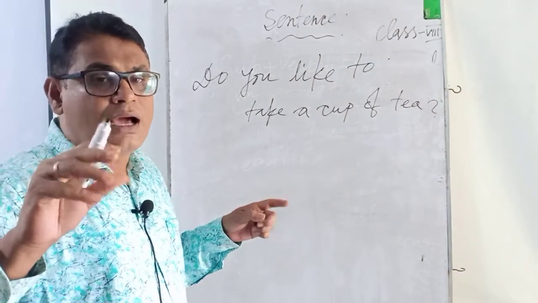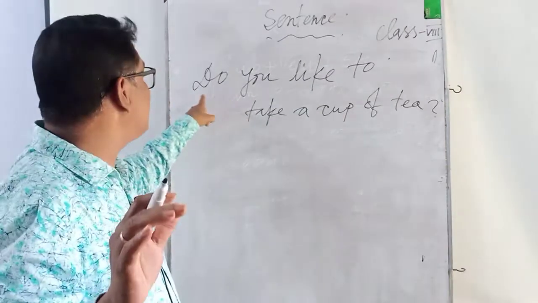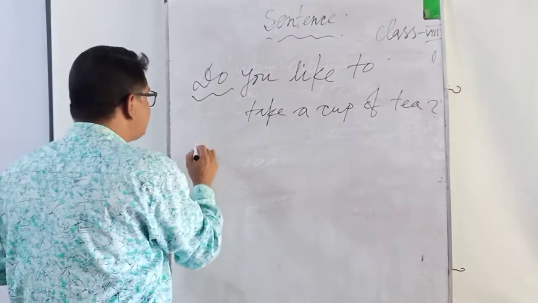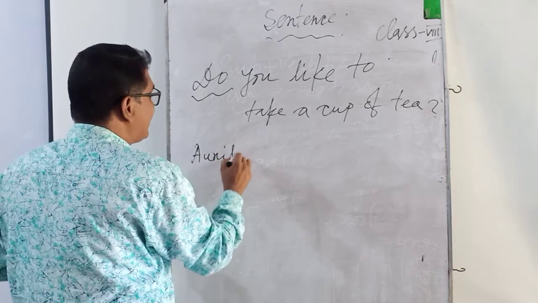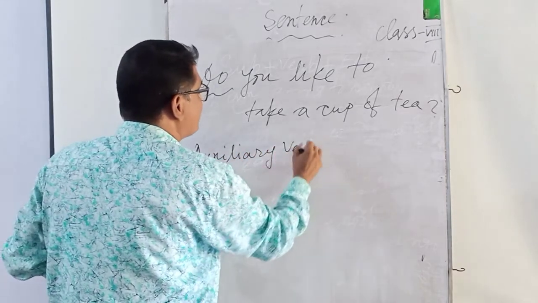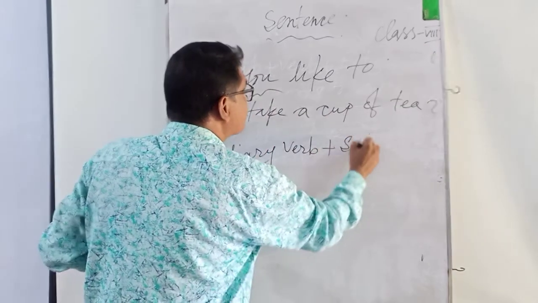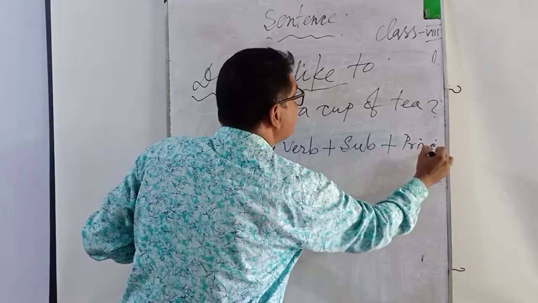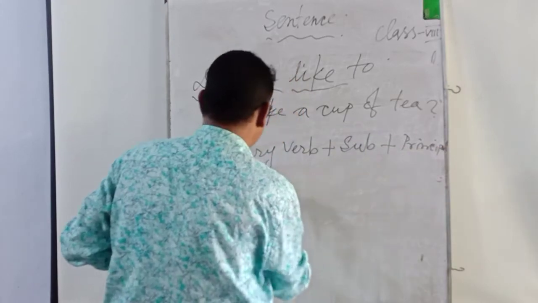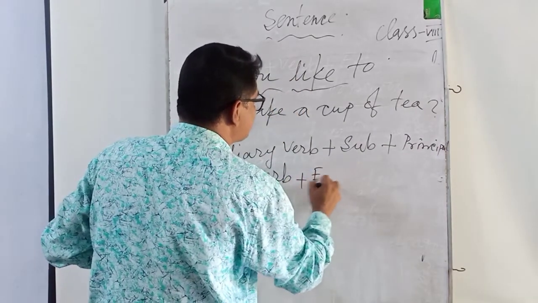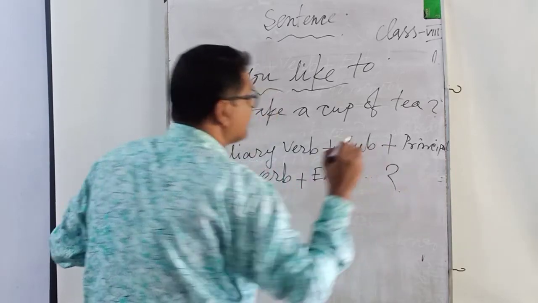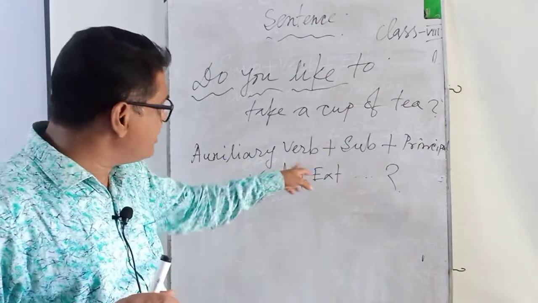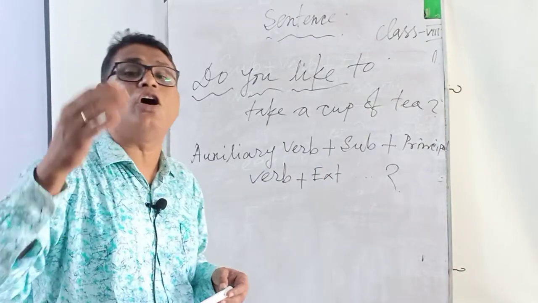If I analyze the structure of this sentence, so what can I see here? First, do. What is this? This is auxiliary verb, A-U-X-I-L-I-A-R-Y, auxiliary verb. Then this is subject. Okay? Then this is principal verb. Then extension. After that there is a question mark. If a sentence is formed in this way, then we should say this is an interrogative sentence or a question.